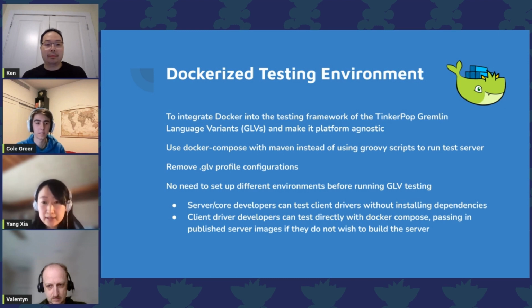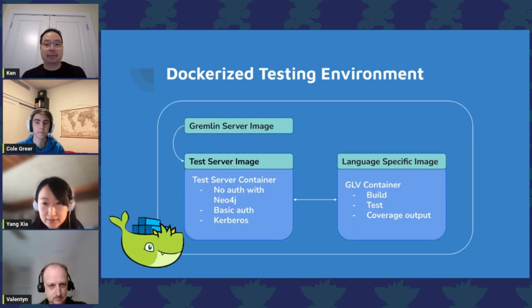And if I were a client developer, then I may not want to build everything. Maybe I just want to test my Python GLV against the server. Previously, if we used the Groovy script, you had to build the test server. Now with Docker, you can just pull the image and use it to build the test server. How that actually looks, I will show you on this slide.